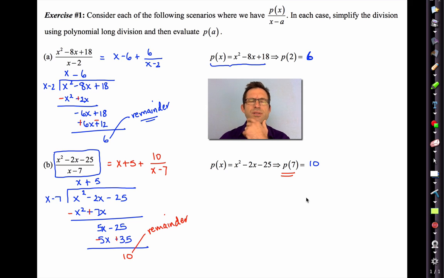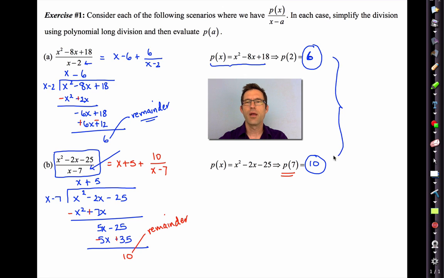Now, what's going on here? Something seems a little strange. Do you see anything panning out yet that seems a little bit odd? Think about this for a moment. So far, when we evaluate the numerator for that critical value of the denominator, the value of the denominator that makes it equal to 0, we keep getting the remainders. That's kind of cool. All right, well, let's see if that keeps going.